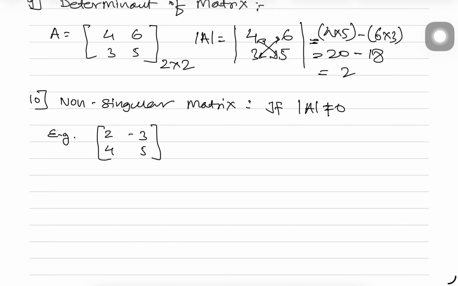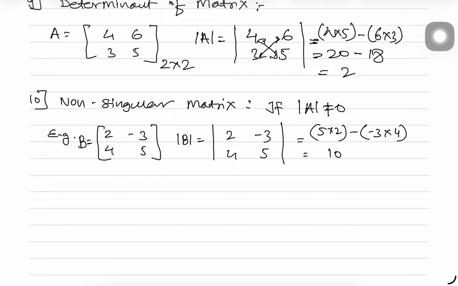Say B is equal to 2 minus 3, 4 5. The determinant of B is 5 into 2 minus 3 into 4, that is 10 plus 12, which is equal to 22, not equal to 0. So this is known as a non-singular matrix.